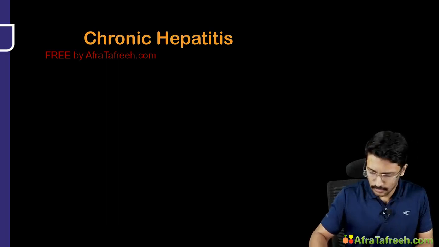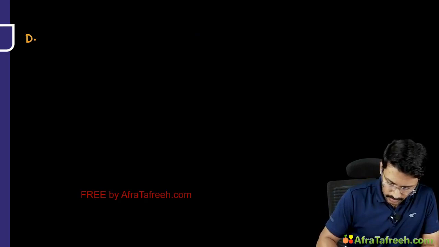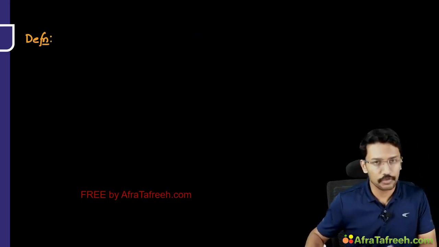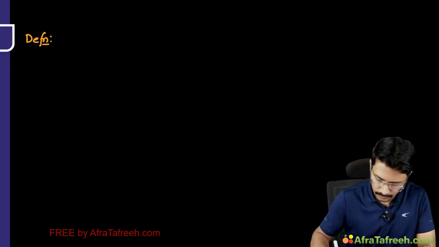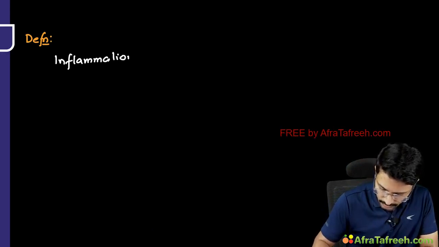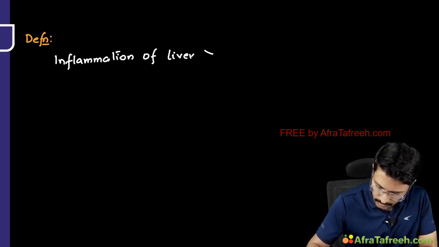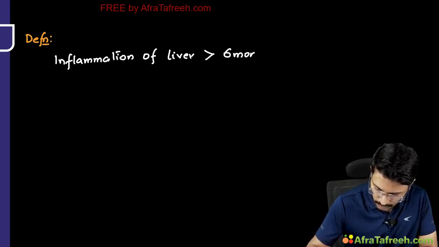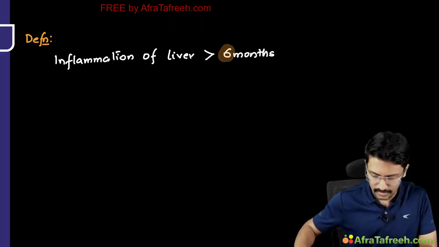Okay. So when I say chronic hepatitis, right, what do you mean by that? I'm talking about a condition where there is inflammation of the liver. But when you say chronic, you have to define it precisely, right? So inflammation of the liver, which is persisting for more than 6 months, we will be calling it as chronic hepatitis. So 6 months is the number to remember.